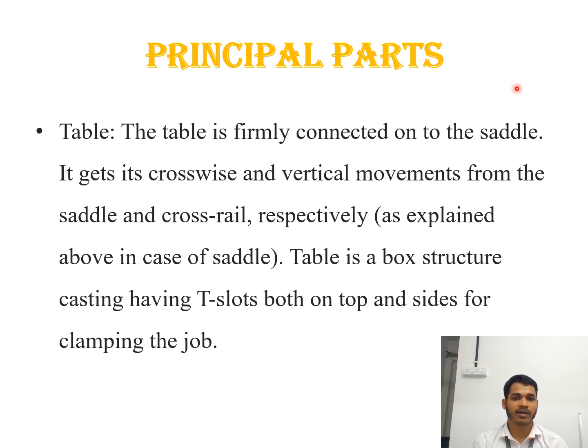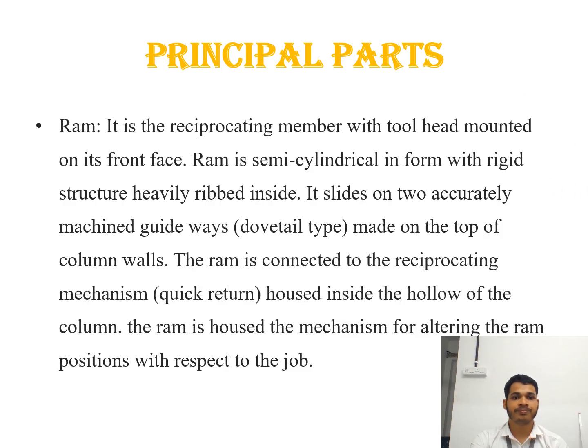The table is a box structure casting having T slots both on top and sides for clamping the jobs. We also use a V block and bench vise for holding the workpiece, which is mounted over the table and fixed by nut and bolt.